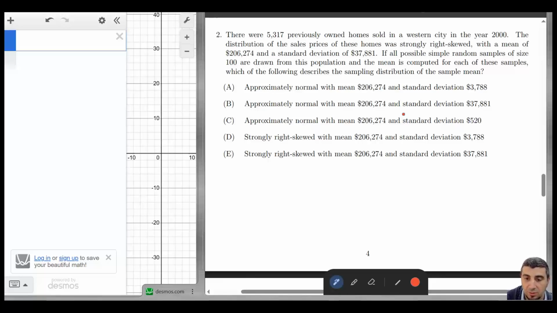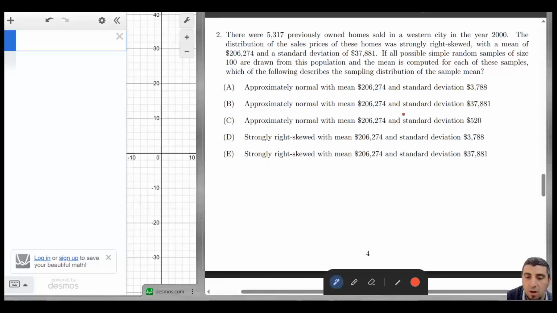Number two, there were 5,317 previously owned homes sold in a Western city in the year 2000. The distribution of sale prices of these homes was strongly skewed right, with a mean of 206,274 and a standard deviation of 37,881. If all possible simple random samples of size 100 are drawn from this population, and the mean is computed for each of these samples, which of the following describe the sampling distribution of the sample mean?